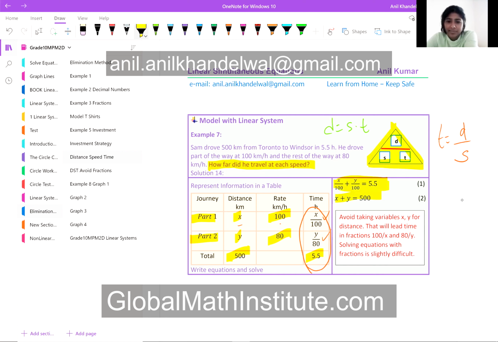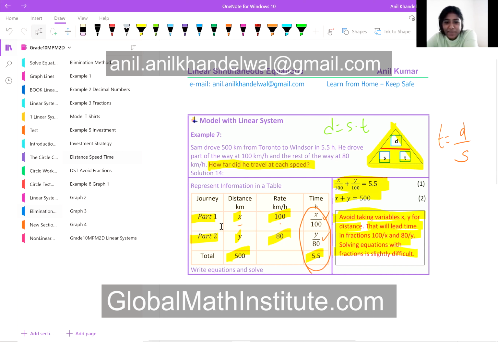So always, as I say, avoid taking variables x and y for distance. That will lead to time in fractions. Solving equations with fractions is slightly difficult. Well, my values are very neat and clean, simple to work with. In your exam, you're not going to get 80 and 100 type of values. You may get 72 and 65.5, maybe difficult values.